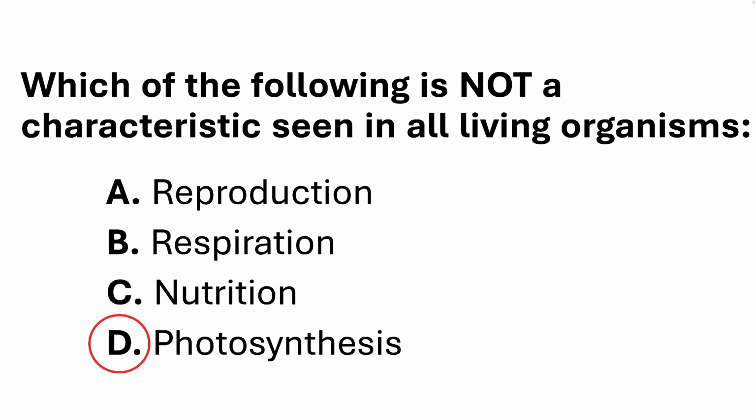Now, while photosynthesis is a characteristic seen in certain living organisms, like plants and algae, it's not present in all living organisms. Remember what we were talking about earlier in terms of autotrophic nutrition. Plants use photosynthesis to make their own food, but other kinds of organisms like animals are heterotrophs. So it's not true for all living organisms, and so D is the correct answer. Let's move on to the next question.